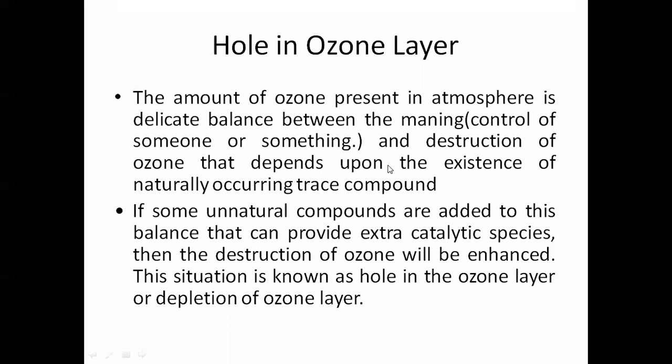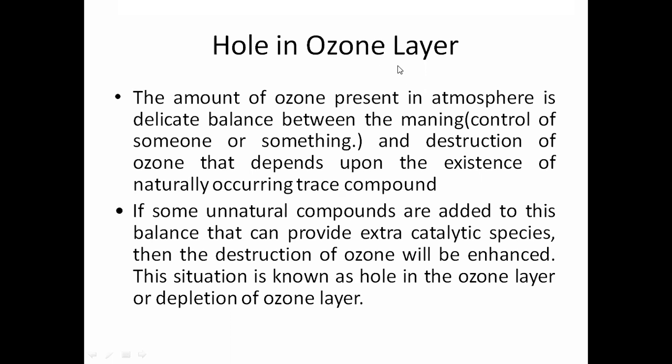So the hole in the ozone layer, I think I already gave on the diagram. In 2019, how big was the hole? So this is something caused how, due to what? Because of humans, the balance between the formation and destruction of ozone, which depends upon the existence of naturally occurring trace compounds, is disturbed. So those gases you're seeing, the greenhouse gases.